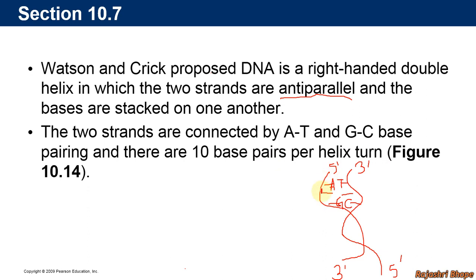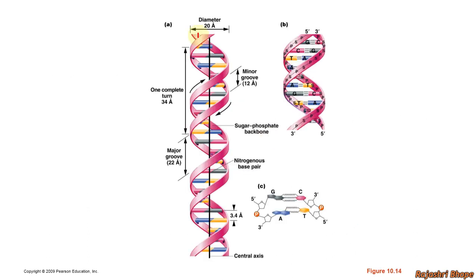Anti-parallel in the sense, see, if this is one strand of the DNA and this is its adjacent strand, one strand runs 5' to 3', the other runs 3' to 5'. Bases are always complementary to one another. Now here you can see in one turn there are 10 bases.